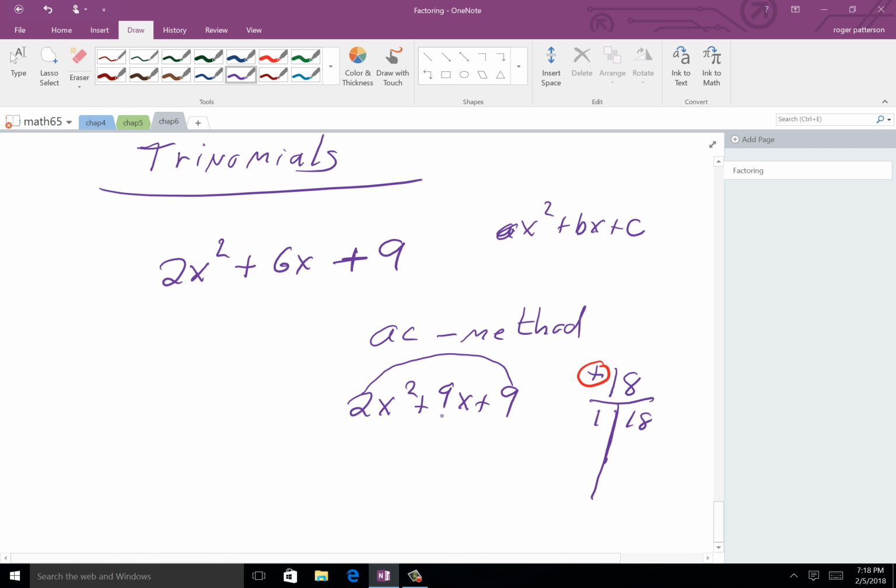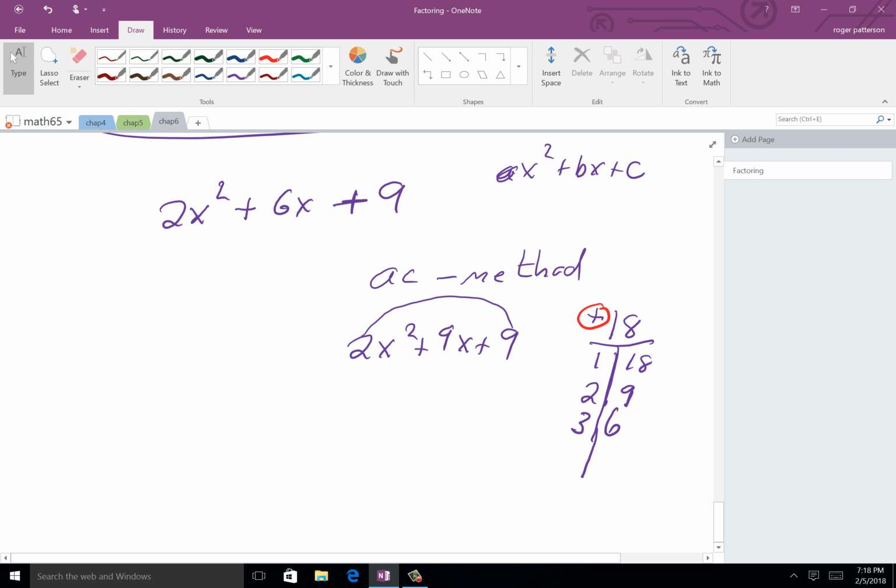Okay, so I have 1 and 18, 2 and 9, and 3 and 6. Okay? So, which one of those adds up to 9? Right. Those are the ones I'm going to use. So you're thinking, well, really, I haven't done a whole lot different than what I've done before. Well, here's where the difference is going to come in.